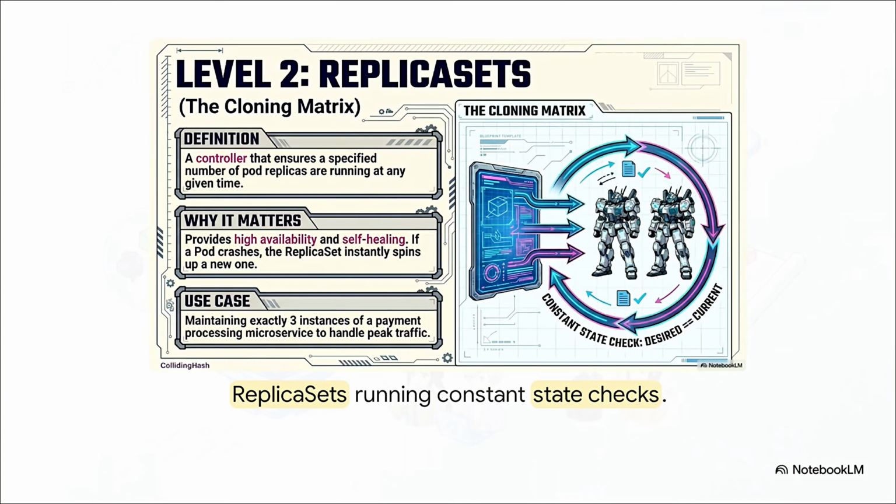Think of this as a cloning matrix running constant, non-stop state checks. A replica set's entire purpose in life is to ensure that a highly specific number of pod replicas are running at any given exact millisecond. It's constantly comparing the desired state you requested against the actual current state of the cluster. If a pod crashes in production, boom, the replica set instantly spins up a new clone to replace it. It is literally the absolute core engine of Kubernetes self-healing and high availability.